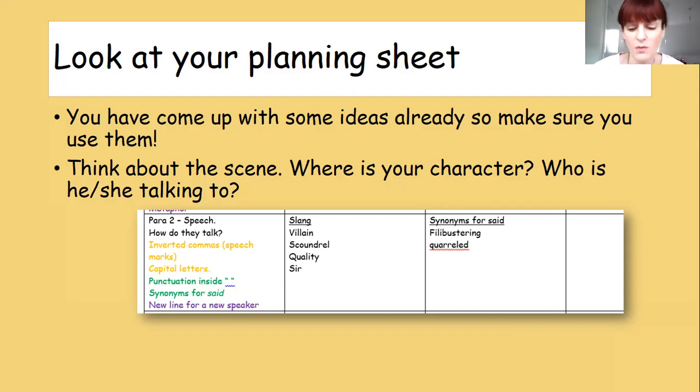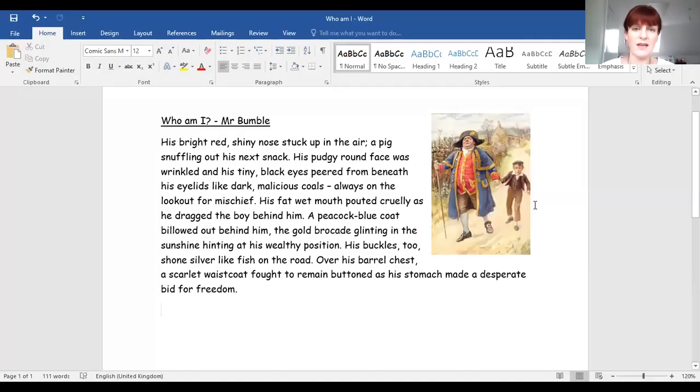Okay, right. You can go if you are confident. If you would like some extra help, I will show you my writing about Mr. Bumble. Right, so here he is, Mr. Bumble. So here's my writing from last week. It's yesterday even. I'm all discombobulated, year 6, right. My scene is going to be the one in the picture. So here we go. Who am I? Mr. Bumble, over his barrel chest.